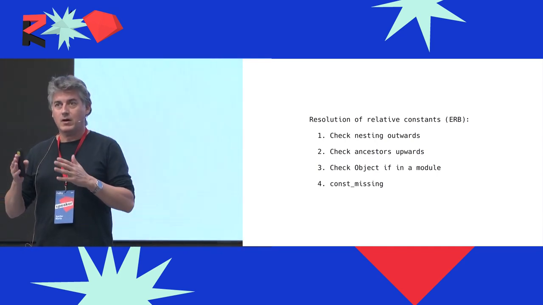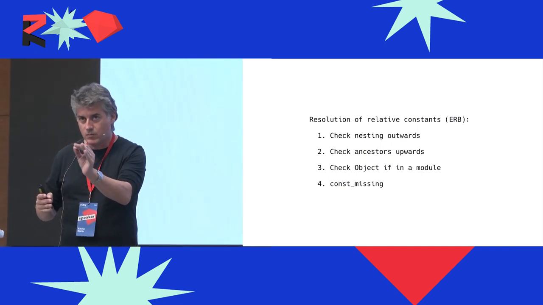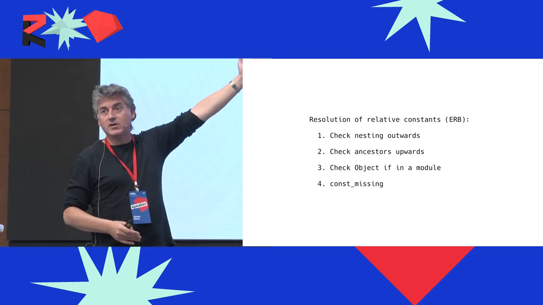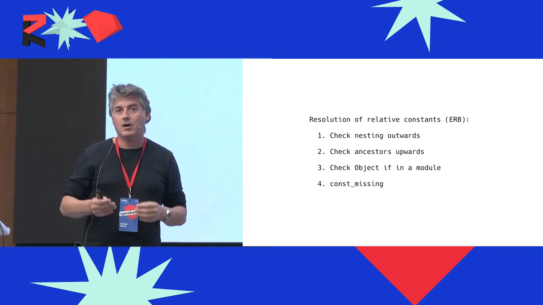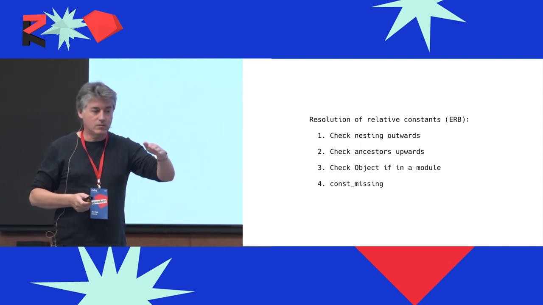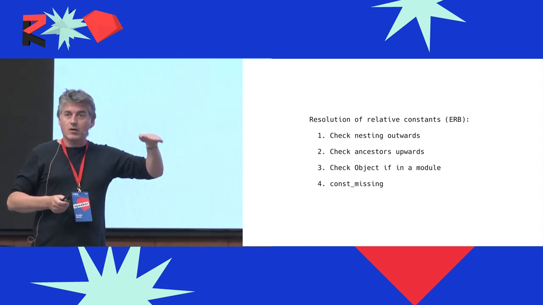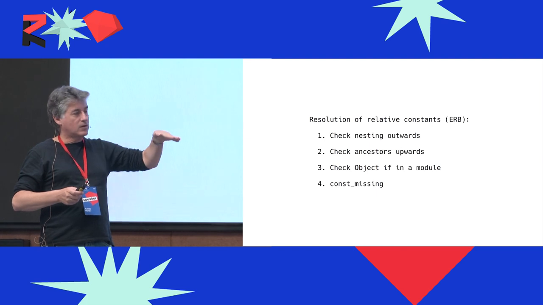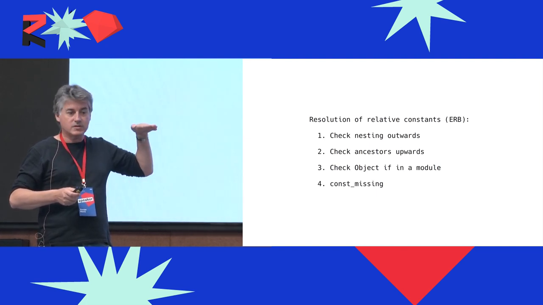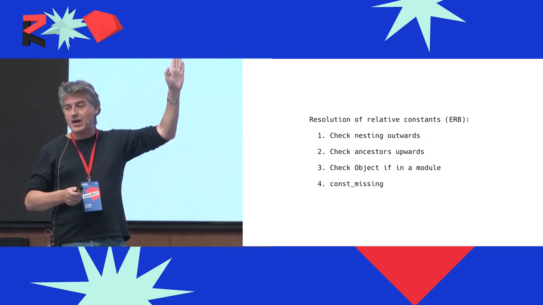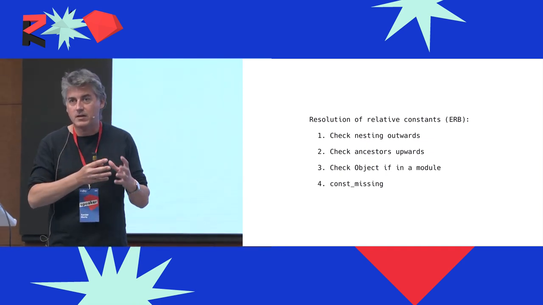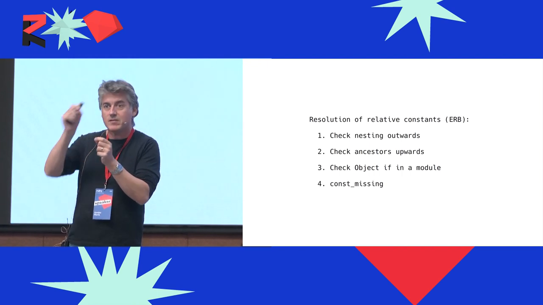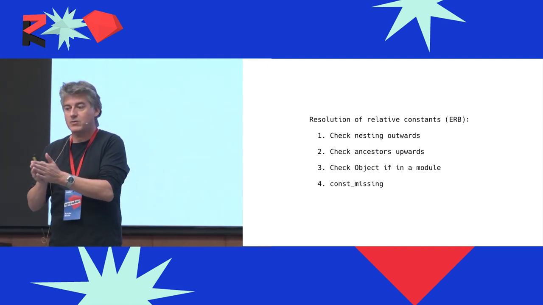So we have two main cases. There are some other small cases, but we are going to focus on the main ones, which is a relative constant. In the example, ERB, or you have User, without further clarification. You are at a certain point. You go the nesting outwards, so module, class, whatever, the indentation outwards, looking for that constant in those module or class objects. If you do not find it, then you go up the ancestors, okay? There's a technicality here that if you are in a module, Object does not belong to the ancestors of modules, but it is checked by hand, let's say. And if you don't find it, then you get const_missing.